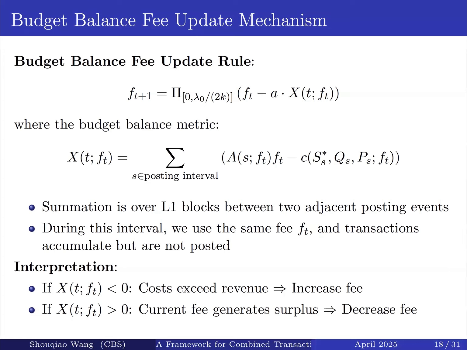This metric represents the cumulative profit or loss accumulated over all layer 1 blocks between two adjacent transaction postings. Specifically, during this interval, transactions continue to arrive and accumulate, but they are not posted to L1. The fee remains constant throughout this interval. The interpretation is straightforward. If XTFT is negative, indicating costs exceed revenues, we increase the fee. If XTFT is positive, indicating a surplus, we decrease the fee to attract more transactions.